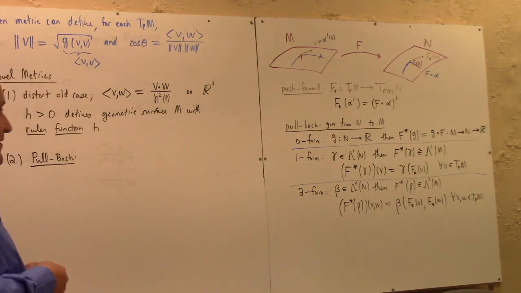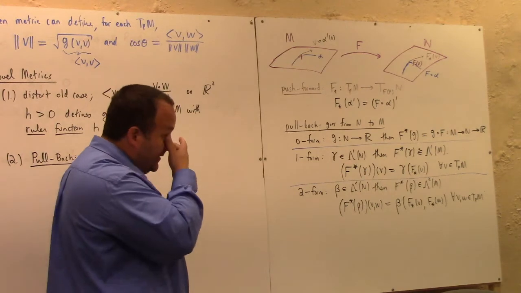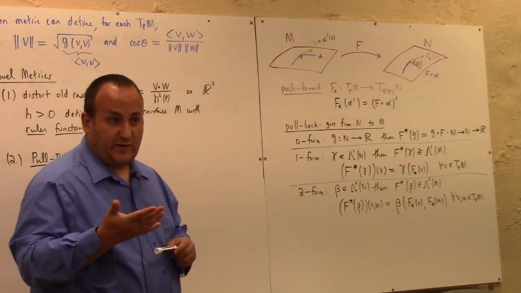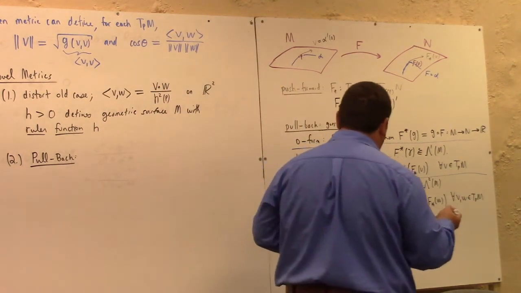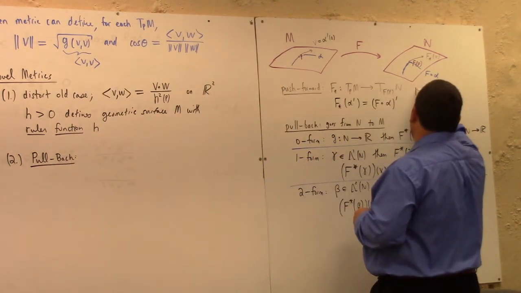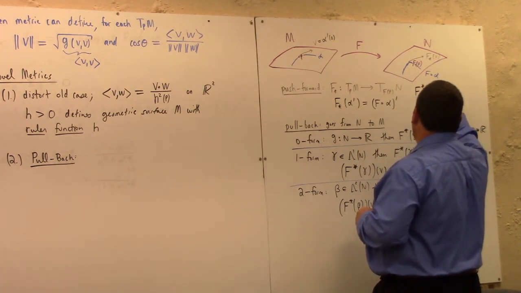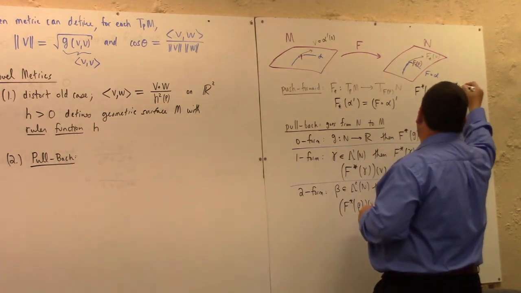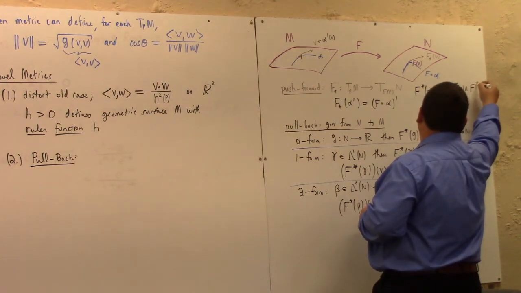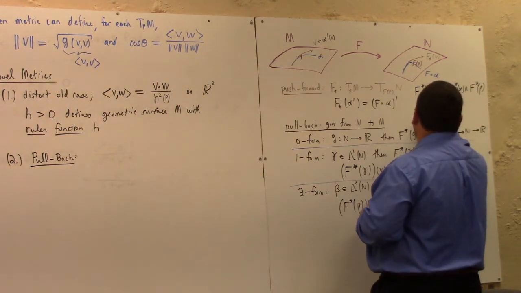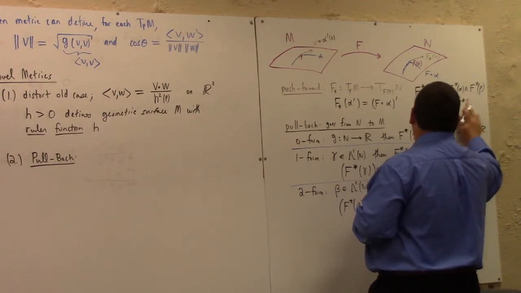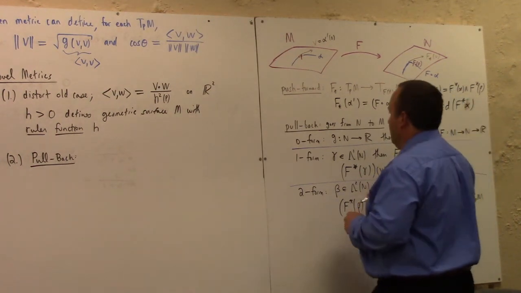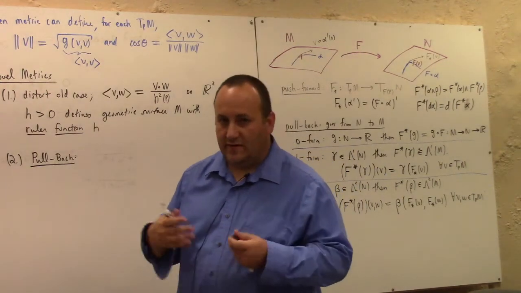But one of the key properties of this pullback is that it plays really nice with the differential and the wedge product. The pullback of the wedge product of two things is the wedge product of the pullbacks. And the pullback of the differential of a form is the differential of the pullback of the form. So it couldn't be any nicer. I mean, pullback and differential act so naturally.